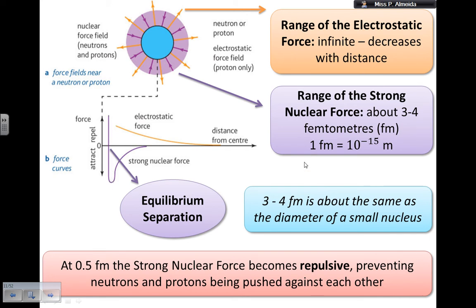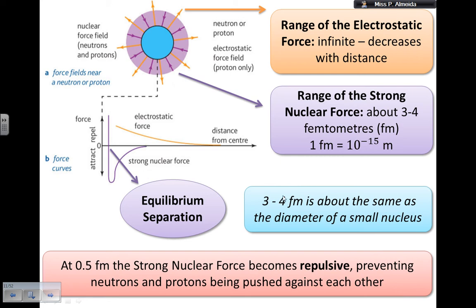Now, if you think about the nucleus of normal atoms, so we are just talking about a normal atom with a small nucleus, 3 to 4 femtometers is about the same as the diameter of that nucleus, okay? So it means that the range of the strong nuclear force is big enough so that a small nucleus does not disintegrate. But when we get a nucleus with more neutrons and more protons, then they are going to be above this number, and therefore it is more likely that they become unstable and therefore disintegrate.